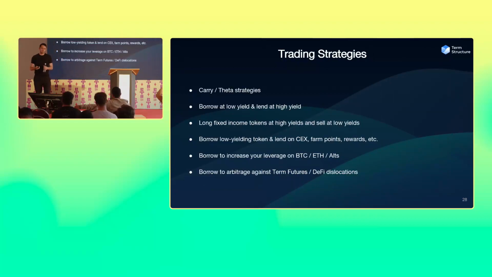You can have some trading strategies as well. You can have some carry theta strategies. You can borrow at a low yield and lend tokens at high yield. You can buy fixed income tokens that are yielding high, and when those prices increase and the yields decrease, you can sell them at those lower yields and therefore higher prices. You can borrow lower yielding tokens and lend them on centralized exchanges, farm points, rewards, and things like that. You can obviously borrow to increase your leverage if that's something that you're passionate about on Bitcoin, Ethereum, alts. Meme coins as well, should have put it there. And you can borrow to arbitrage against term futures and other dislocations that you see in DeFi.